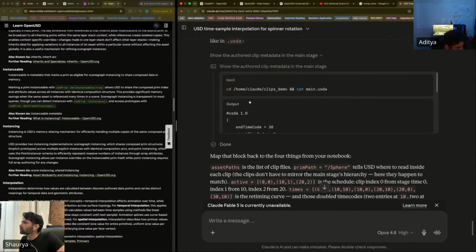Wait, not USD. Bro, what does this mean? cd and cat. Oh, wow. You are basically going into the directory and then opening the file. That's what it is doing. What do you mean by that? That is a simple basic command, brother.